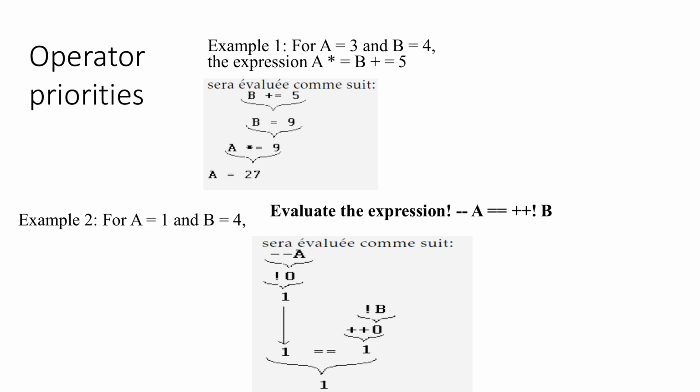Now for the second expression, you have not, double increment, double minus, double equal, plus plus, and 1 and not b. For the decrement of a, if a is equal to 1, you end up with 0, and not 0 is 1. On the other side, we are checking whether this term is equal to the other term. The second term is not b, so it's 0. You are incrementing the 0, so it's 1. We are checking whether this side is equal to this one, which in this case is true. So the result of this expression is 1.